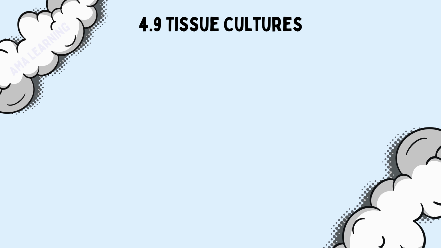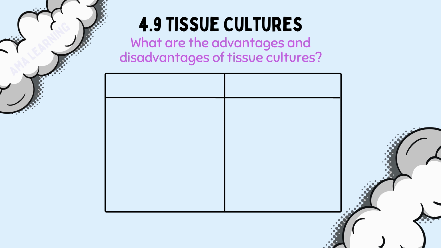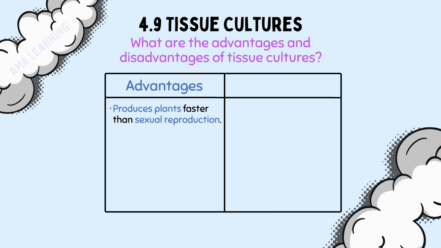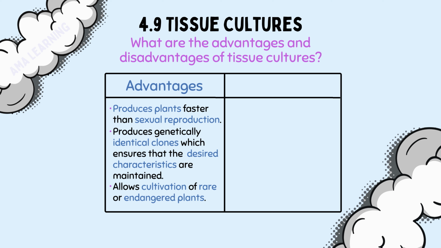As tissue cultures are clones, the advantages and disadvantages will be similar to the advantages and disadvantages of asexual reproduction. The following are advantages of tissue cultures. It produces plants faster than sexual reproduction. It produces genetically identical clones, which ensures that the desired characteristics are maintained. And it allows cultivation of rare or endangered plants.